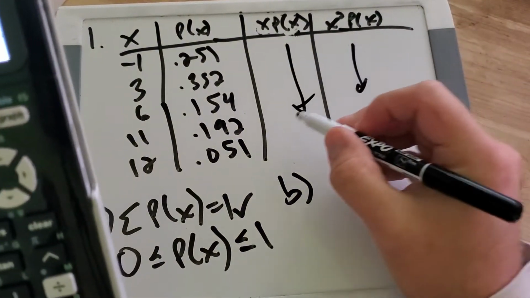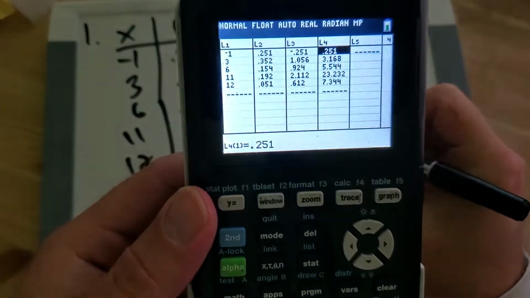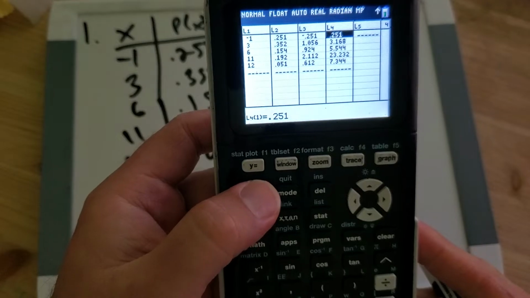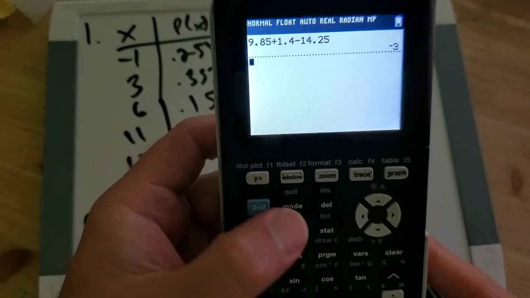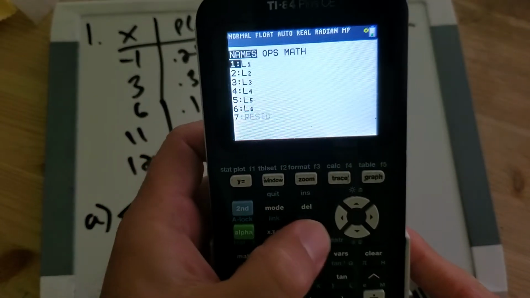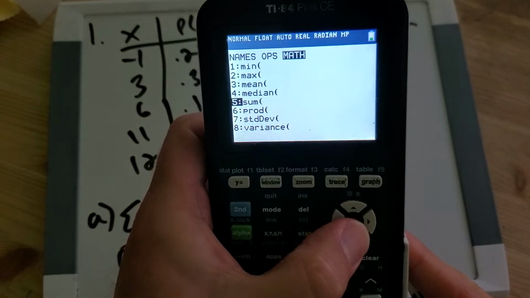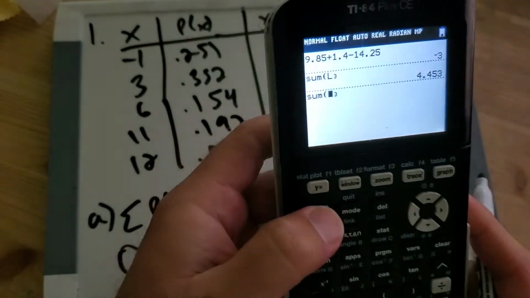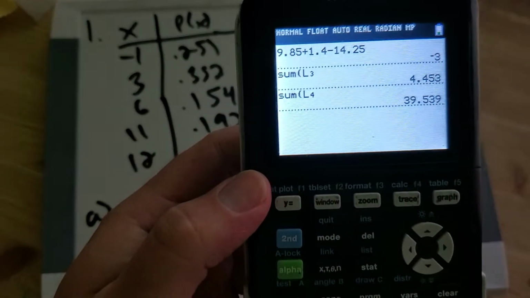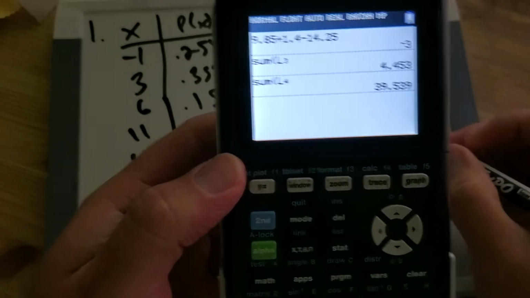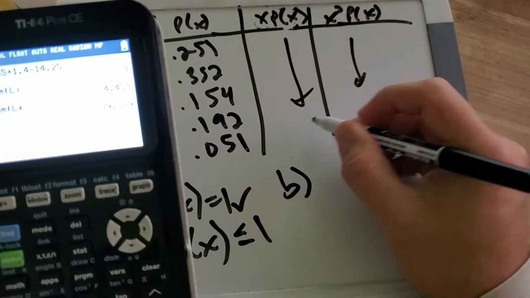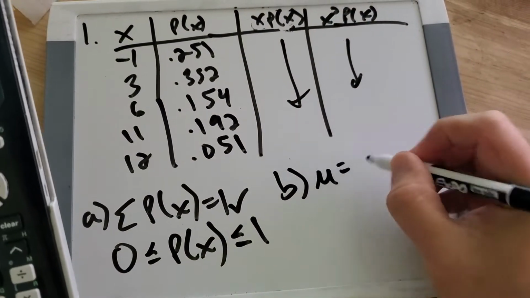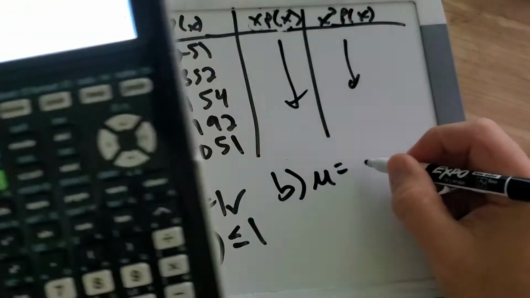What I really need to get right now is the sum of those. So let me show you a little shortcut. You could either do second list math sum. Let's just do it this way. L3, because then it's not too long. L4. So I've got my sum of my L3. So the sum of x p of x, which is the mean, is 4.453.